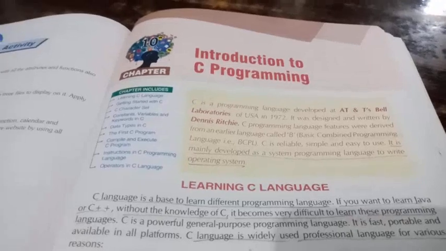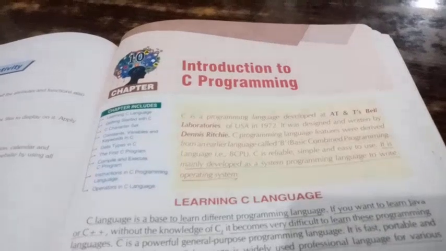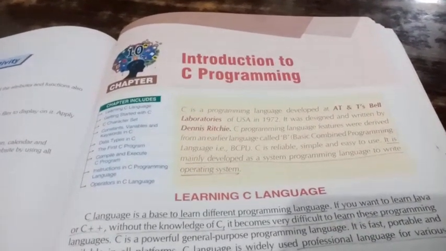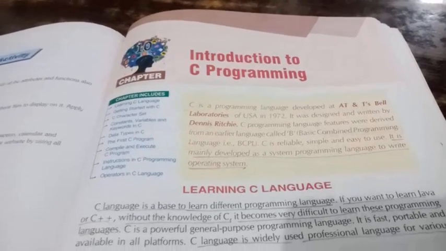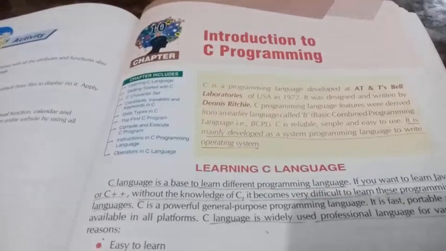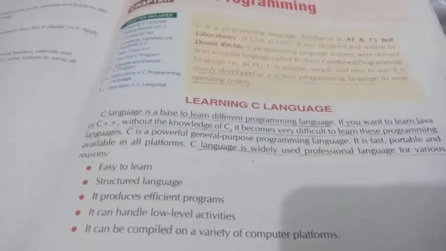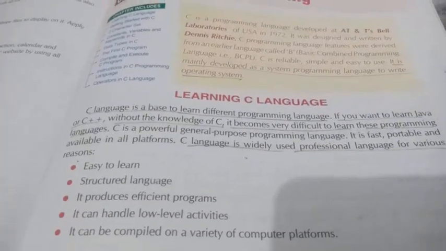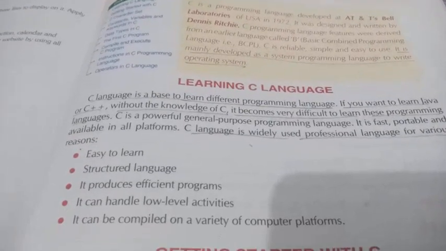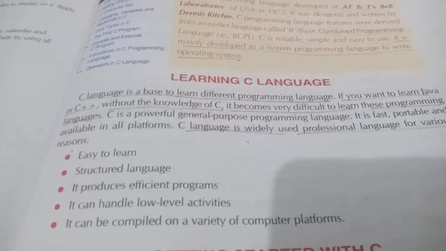C is a programming language developed at AT&T's Bell Laboratory of USA in 1972 and written by Dennis Ritchie. So if we talk about the father of C language, Dennis Ritchie. So these are the basic things regarding C language. Learning C is a base to learn other programming languages like C++ and Java. So these are the basic things which were covered in the previous class.